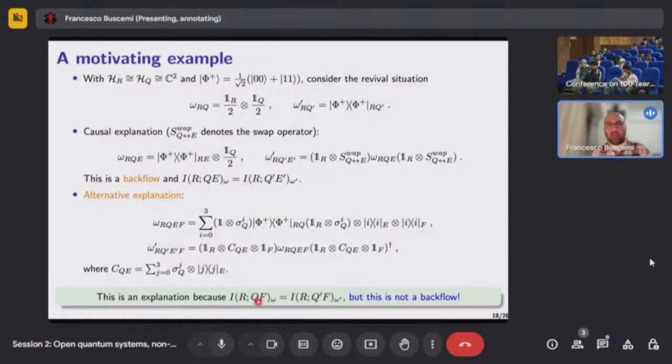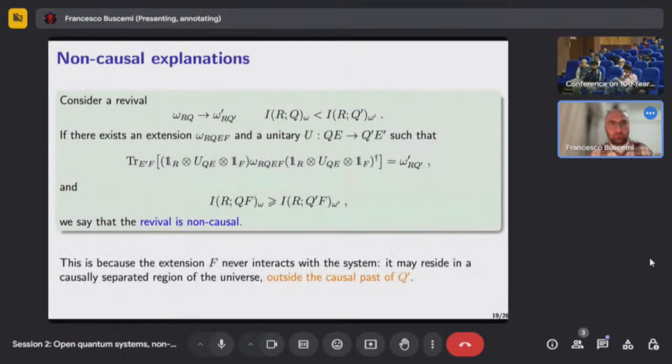So you were able to explain this revival of information without the need of invoking a direct causal backflow of information from the environment to the system. You could explain this revival just by looking at F, which never interacts with the system directly, and therefore it could reside in a causally separated region of space-time. So this brings me to introduce the notion of non-causal explanations, which contrast with the notion of causal explanation, the notion of a backflow of information that we had before.